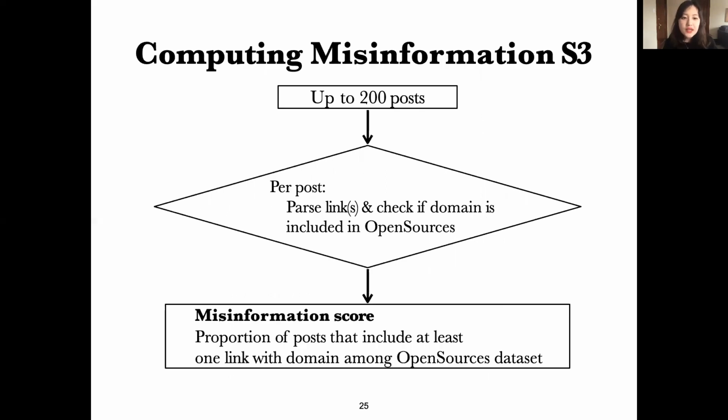And for misinformation, again, per post, SIG parses links and checks if the domain is included in the open sources dataset, which is a dataset curated by researchers that includes domains of websites that spread misinformation. And so the final misinformation score is the proportion of posts that include at least one link with a domain among the open sources dataset.